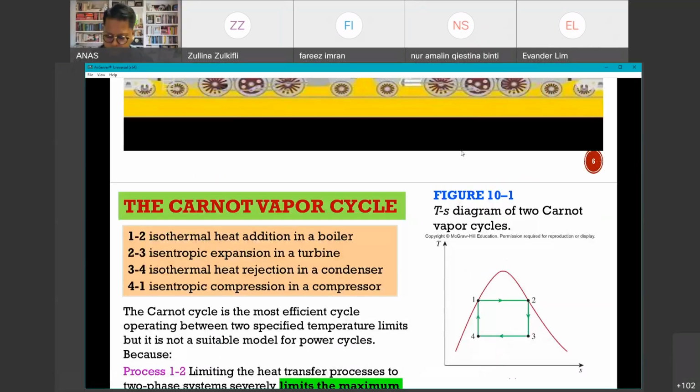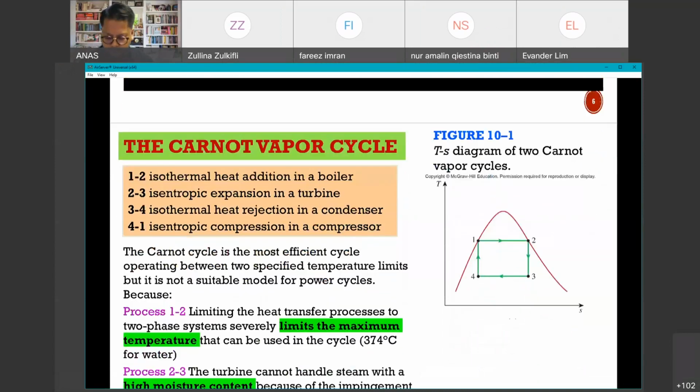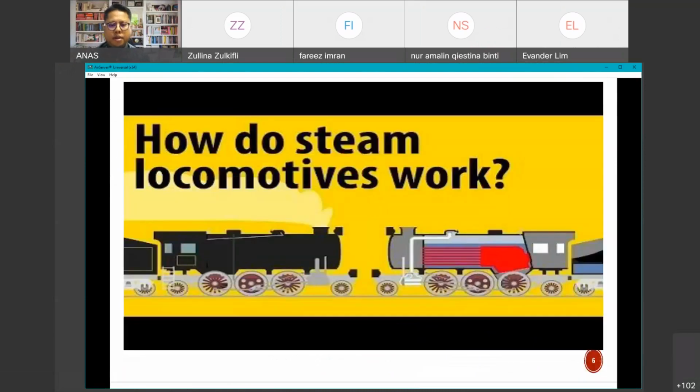Okay, so hopefully you all get some idea just now on how the steam locomotive works. So basically that's pretty much what we are going to learn today. But obviously a steam locomotive is not so simple, and it does not possess the components that we are going to look at today, for example, the condenser, boiler, and turbine.